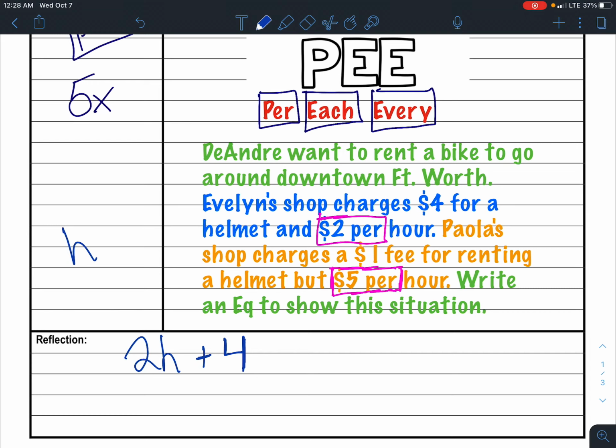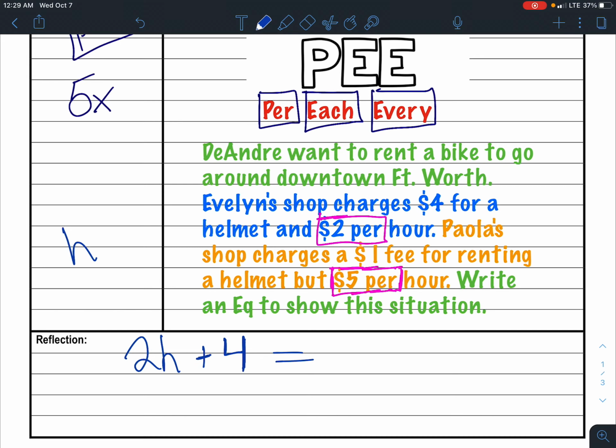If he rides the bike for 10 hours, the helmet is still only $4 to rent. The bike is $2 each and every hour that he is on it, but the helmet, it doesn't matter if he's on it for 10 seconds or 10 years. It only costs him $4. So that is my one-time fee, is always going to be over here by itself.